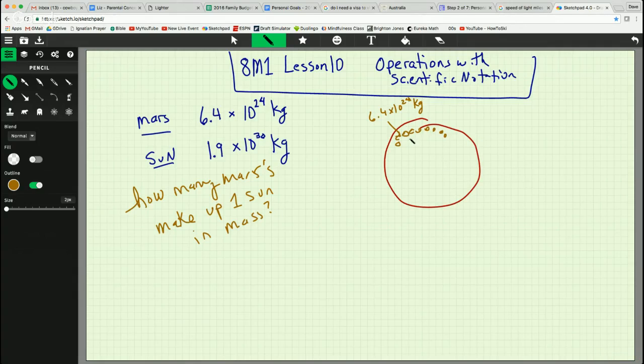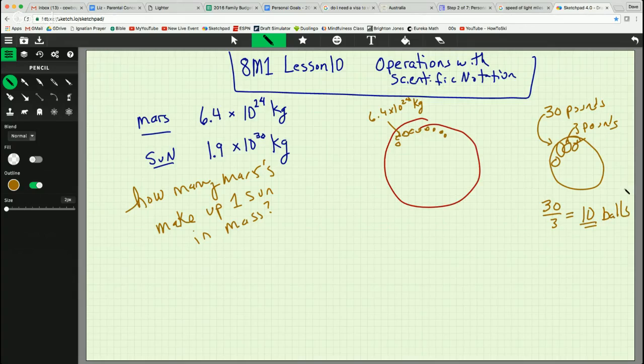So if the sun is 1.9 times 10 to the 30th, is this a multiplication problem or a division problem? Right? If I have 30 pounds of balls, and each ball weighs 3 pounds, and the whole thing weighs 30 pounds, this is how many balls do I have? It's a division problem, right? 30 divided by 3 equals 10.